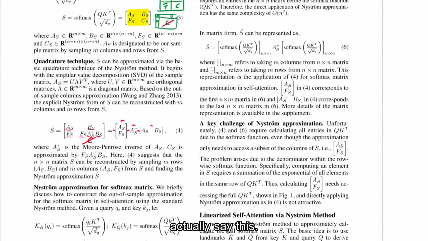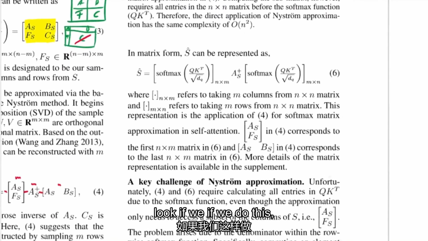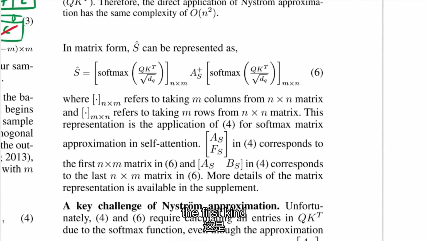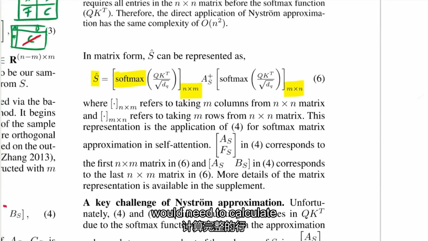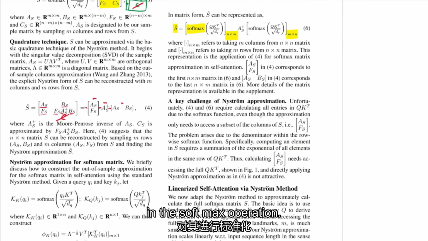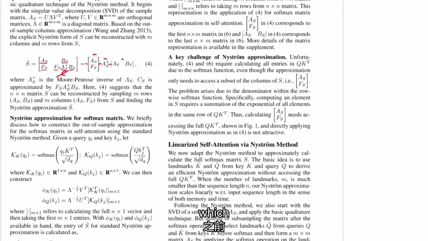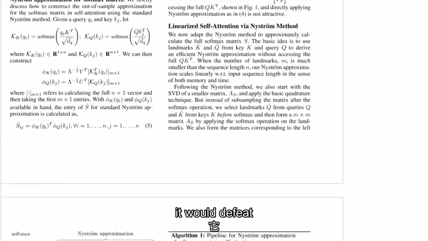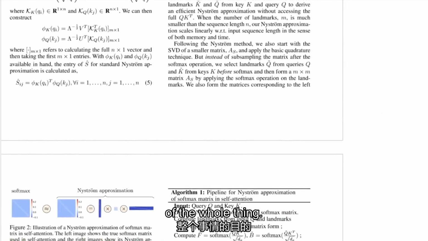And they actually say this. They say, look, if we do this, and this is the first kind of try at this, if we want to approximate the softmax matrix, we would have to have the softmax matrix first in order to then select these submatrices from it. So we would need to calculate the full rows in order to normalize them in the softmax operation before we can do these submatrices, which would defeat the purpose of the whole thing.